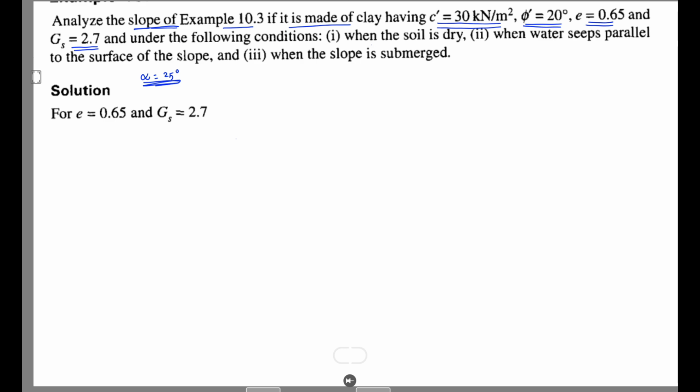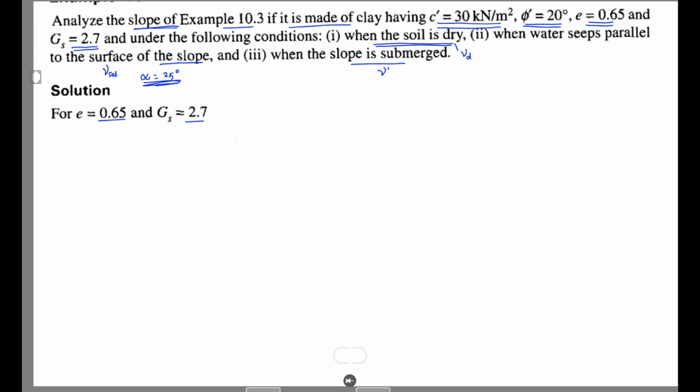The first condition is when the soil is completely dry, so the unit weight will be gamma D. Then the water seeps parallel to the surface of the slope, so it has some water content. And when the slope is submerged, we use gamma dash. Here is the gamma saturation. Now the solution for e equal to 0.65 and Gs equal to 2.7.